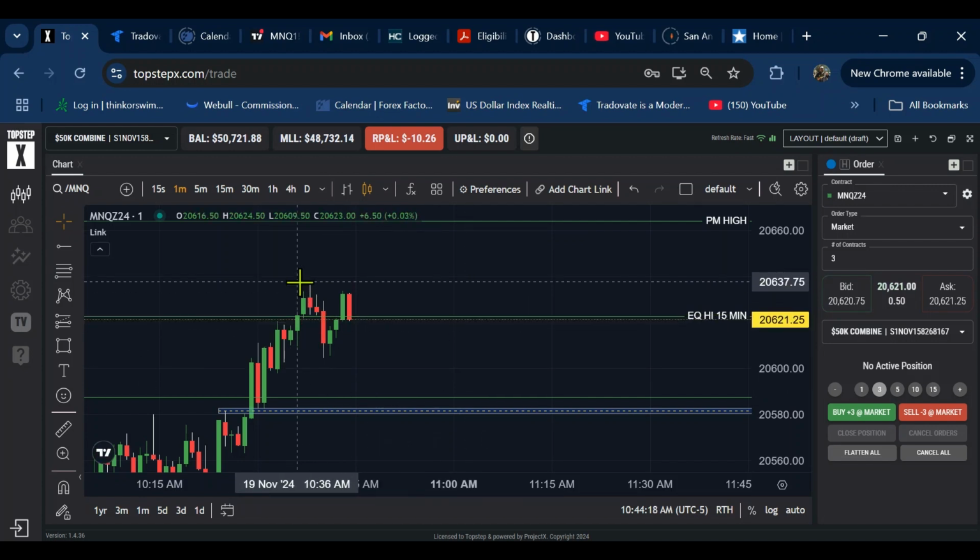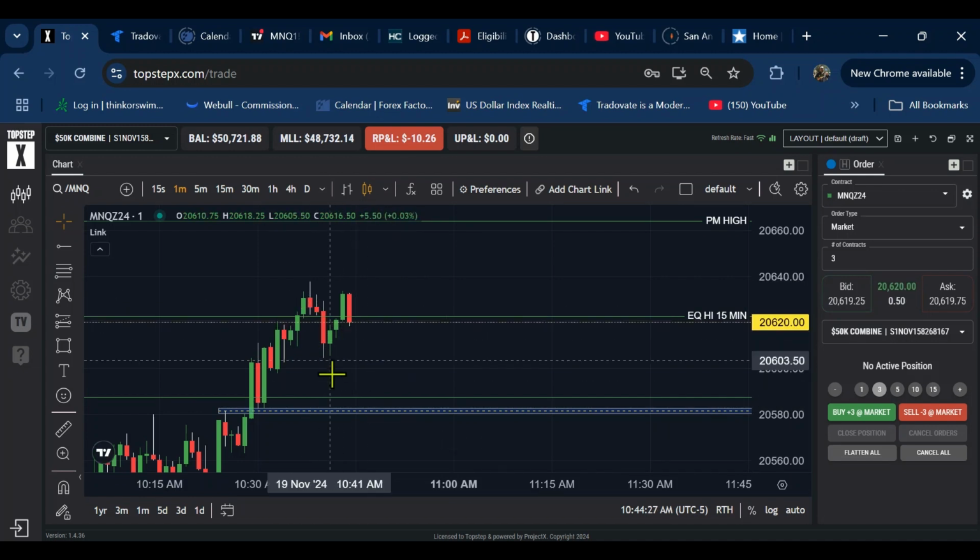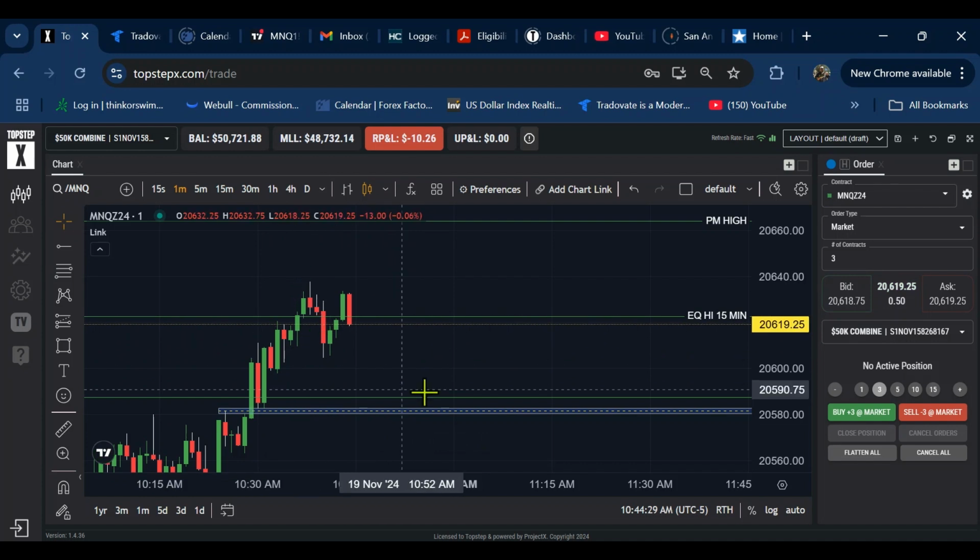So why didn't we take out that high there? That is not normal movement. We took out this high, but not that high. That's why this is a low probability.